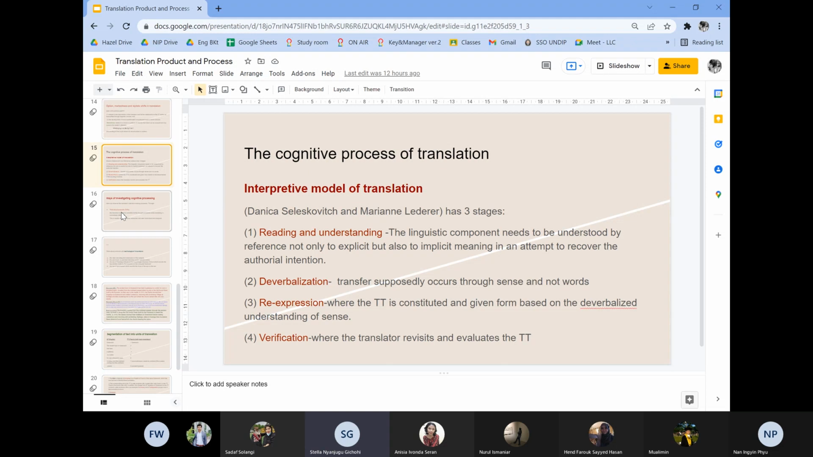After that, you deverbalize. So this one now you transfer using senses. This has to do with your mind. It's a mental process. Then after that, you re-express. Here, the target text is now given form using the mental process that you did. So you re-express what you have read and understood. Then finally, you verify. The last process is called verification. Here the translator revisits and evaluates the target text. Is this what you wanted to translate? Going on.